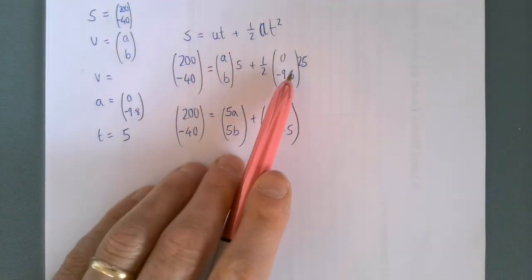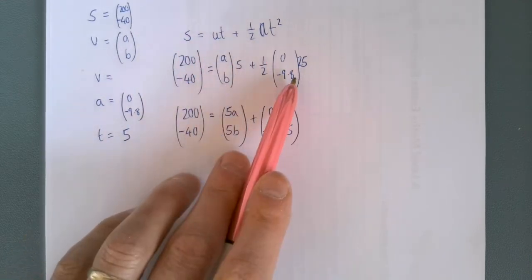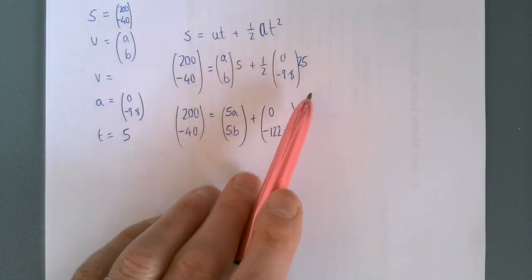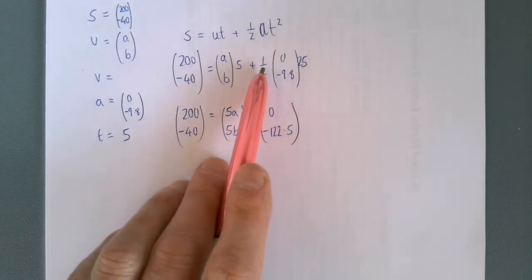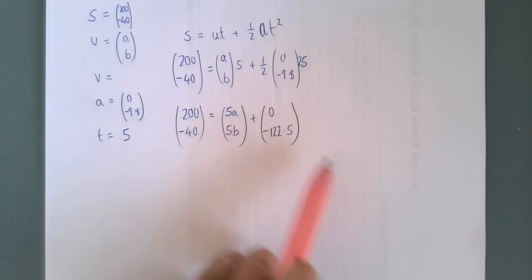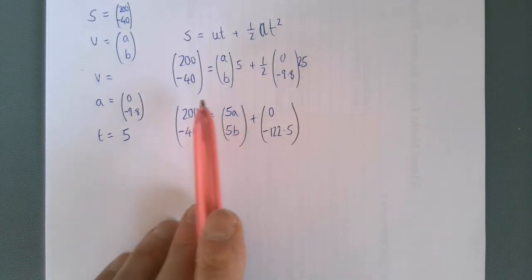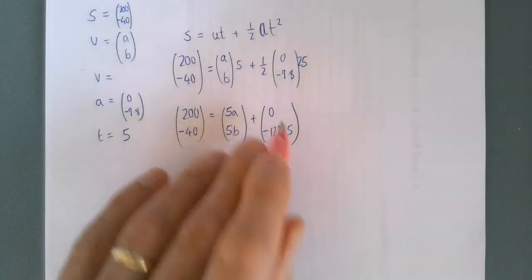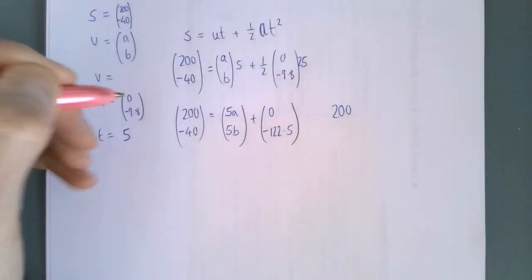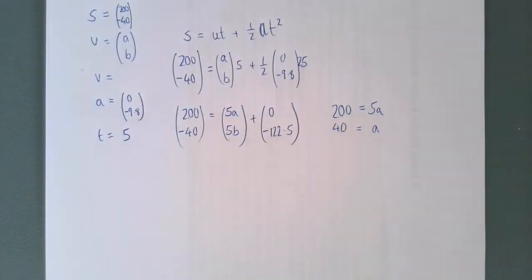So I wrote out my SUVAT equation replacing S, U and A with the vectors, and T is 5, so T squared is 25, and so AB times 5 is 5AB, and here I've got a half times 0 times 25, which is 0, and a half times minus 9.8 times 25, which gives me this. And so now I can just read off the vertical and horizontal pieces separately. So looking at the horizontal numbers, 200 is equal to 5a, so that means that a is 40, and a little bit more complicated going this way, but not impossible.